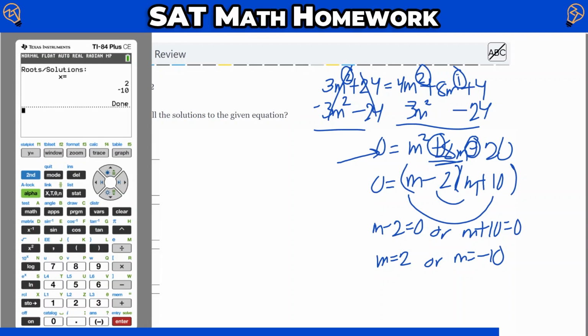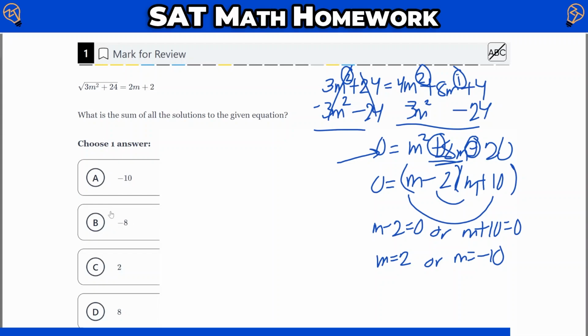Because a common mistake people would make is they would say, okay, I'm going to add 2 and negative 10 because those are my two solutions, and I'm going to get negative 8. So I'm sure B is the most often incorrectly chosen option. But what you have to do then is go back and plug in, let's say, for example, negative 10. 2 times negative 10 is negative 20. Negative 20 plus 2 is negative 18.